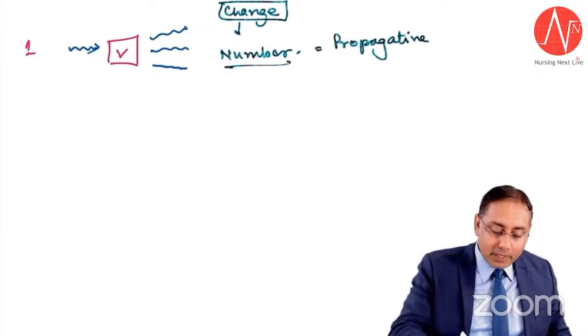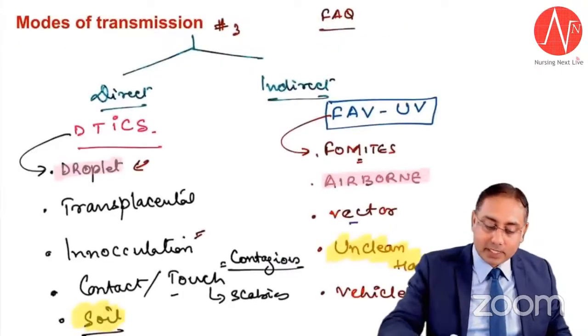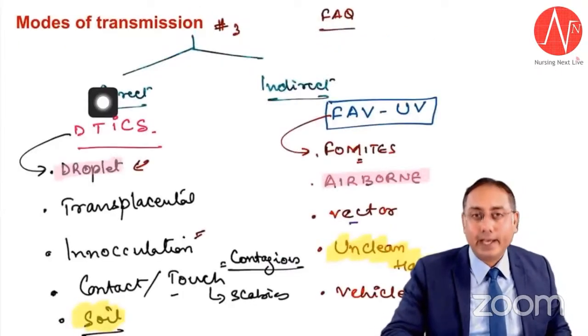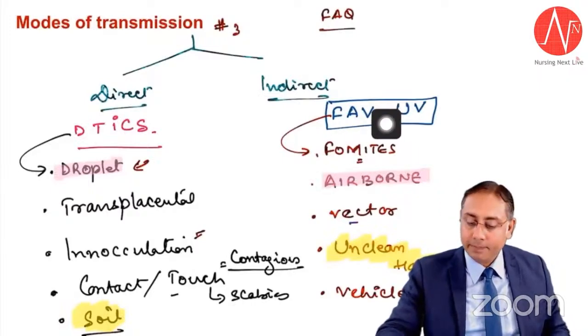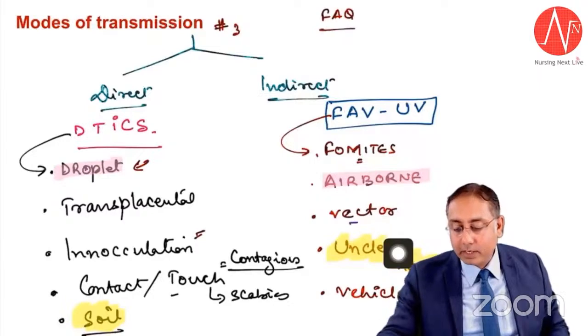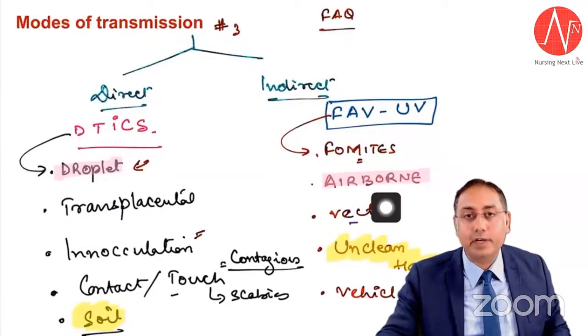So where are we right now? What are we discussing? We are discussing the modes of transmission. Direct, indirect mode of transmission. Indirect mode of transmission could be favorite, ultraviolet. So you can have fomites, airborne, vector, unclean hands, and vehicle. We are discussing the vector-borne.